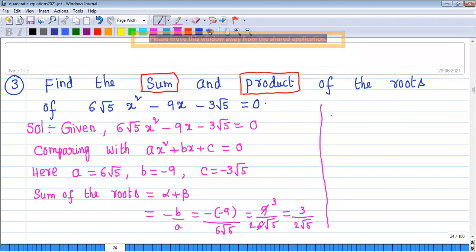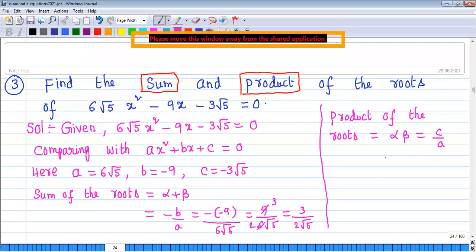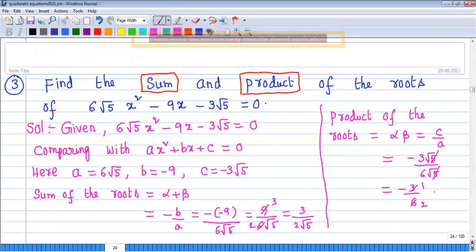Now as far as the product of the roots is concerned, it is given by alpha beta, that is equal to c upon a. c is minus 3 root 5 upon a is 6 root 5. Here root 5 will cancel. Minus 3 upon 6, 3 ones are 3, 3 twos are 6. So negative 1 by 2, or minus 1 by 2.